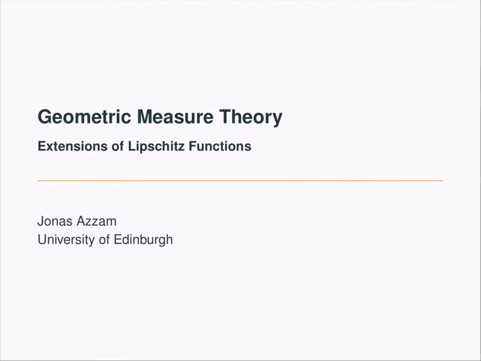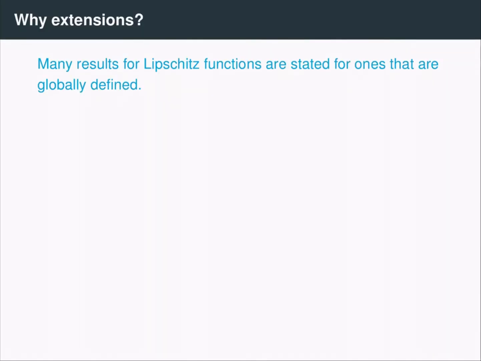So we've seen that Lipschitz functions can be defined between metric spaces. So in particular, they can be defined on subsets of Euclidean space. In this video, we'll show how we can actually extend some Lipschitz functions to all of Euclidean space. And so we can think of these functions that are initially defined on subsets as actually being restrictions of globally defined functions. So why is this important?